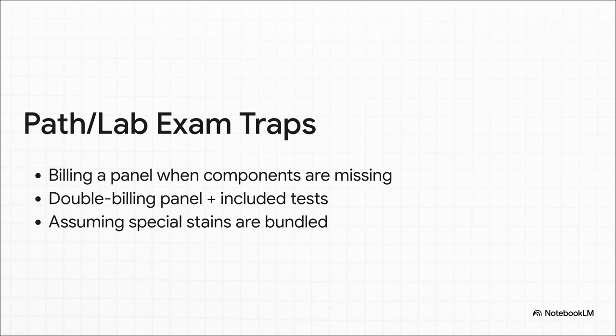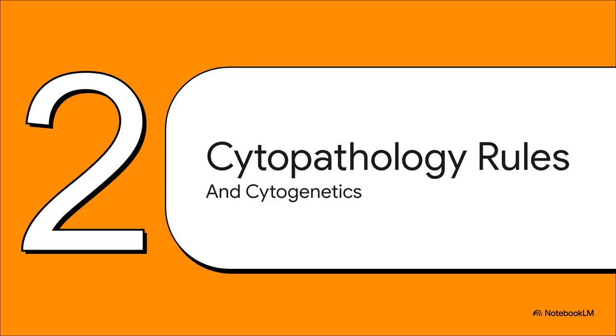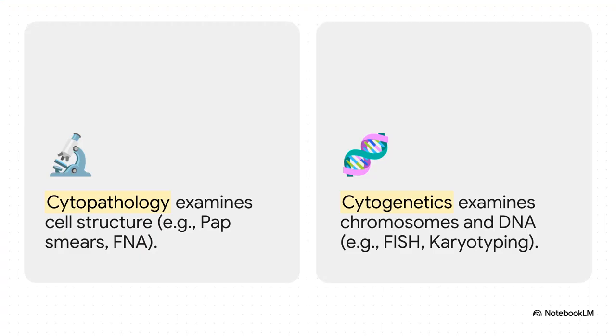They definitely aren't. Moving right along to Section 3, Cytopathology and Cytogenetics Rules. The core difference here is vital. Cytopathology looks at the physical structure of cells, like fine needle aspiration smears, body fluid cytology, and pap smears using the Bethesda system. Cytogenetics looks much deeper, analyzing chromosomes and DNA through complex studies like karyotyping and FISH testing.